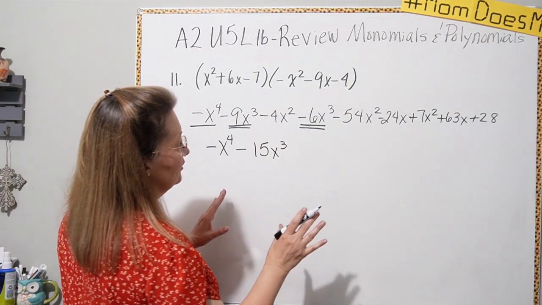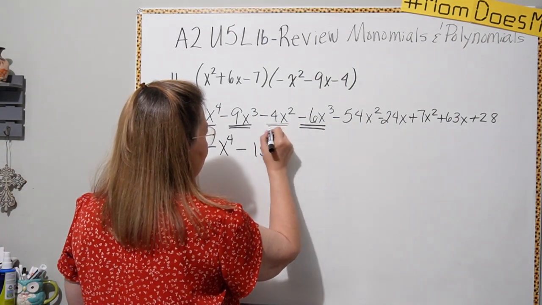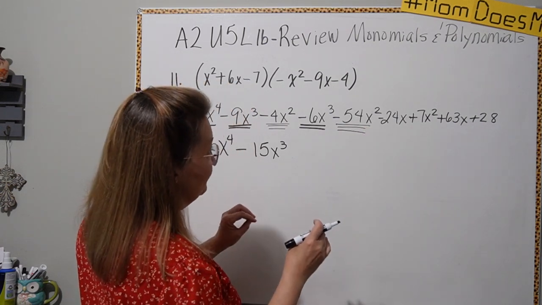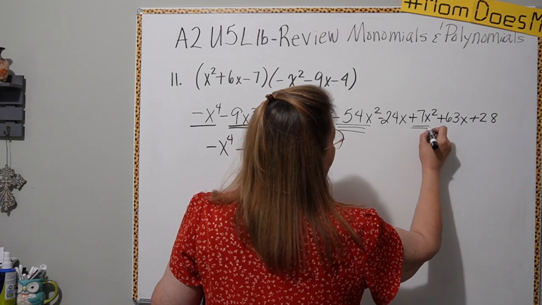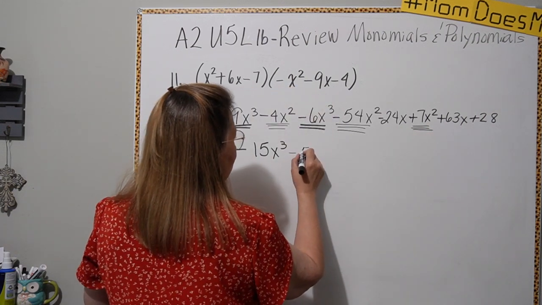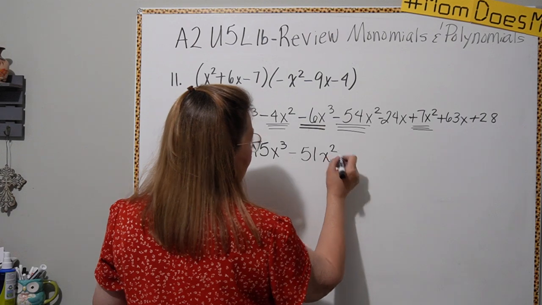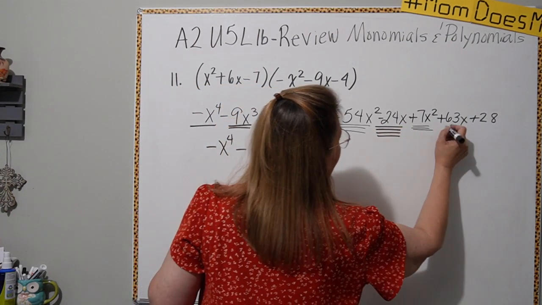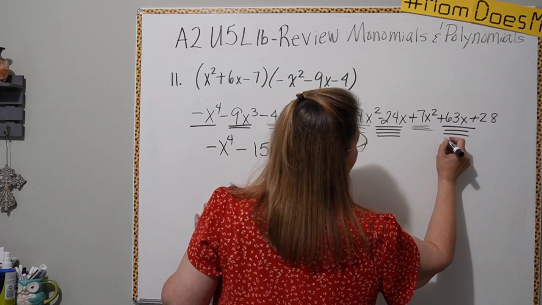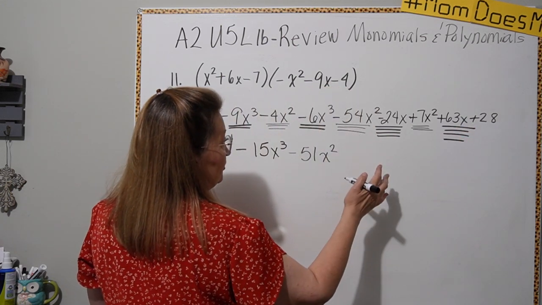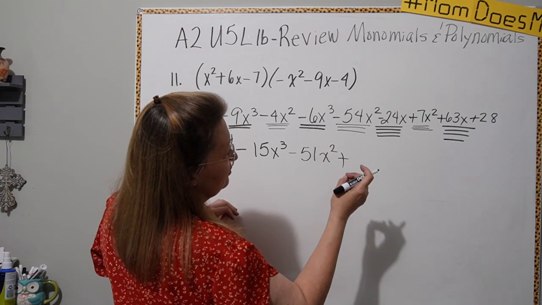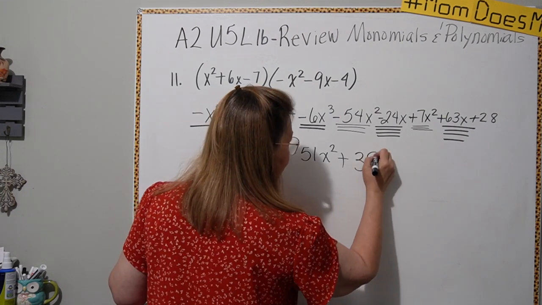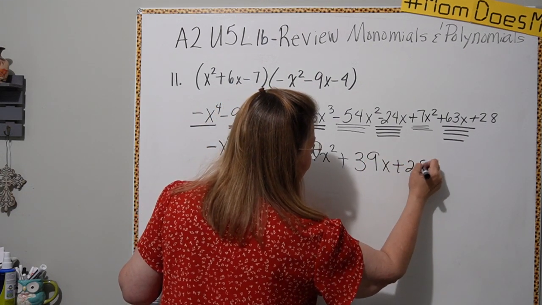All right, next I have my x squared terms. So I have this negative 4, and I have minus 54, so that's going to give me minus 58. And then I have positive 7, so that's going to give me minus 51x squared. Then I have a negative 24 and a positive 63x. So the signs are different. It's going to be positive. I'm going to subtract, and 63 minus 24 is 39x, and then I've got that 28 left over.